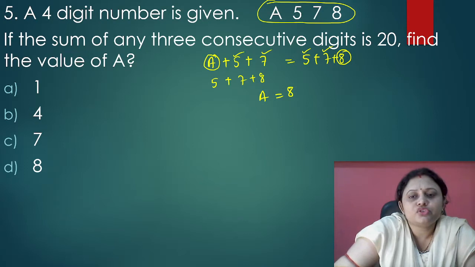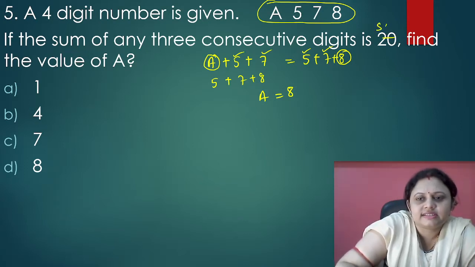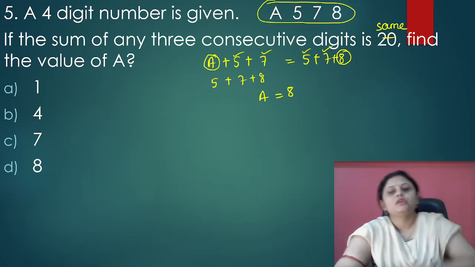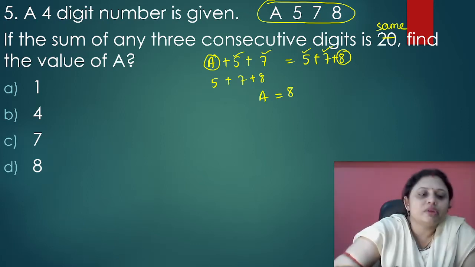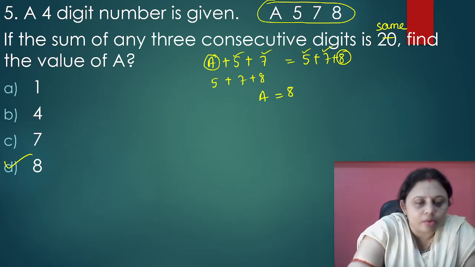Sum of any three consecutive digits is 20. No, it's not 20. Digit each same. Okay. So A is equal to 8. So what is the correct answer? Correct answer is option D.